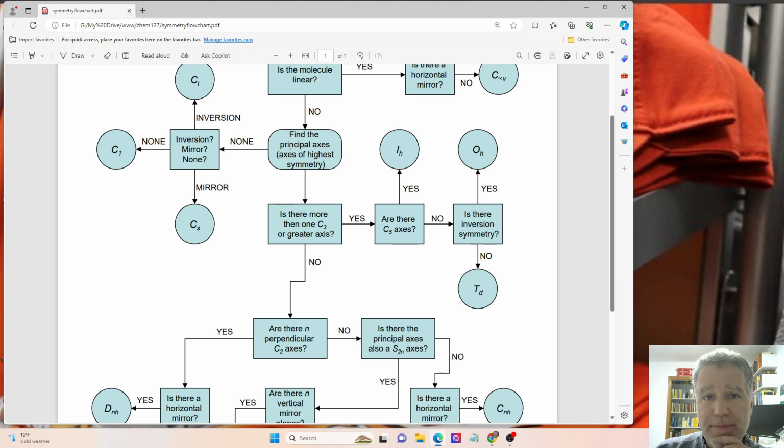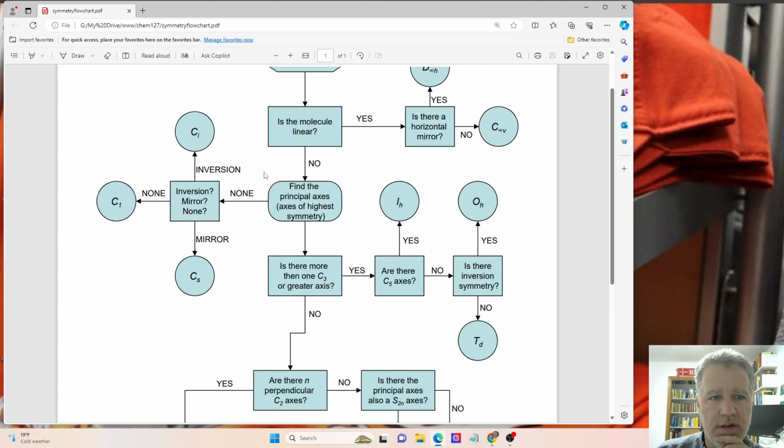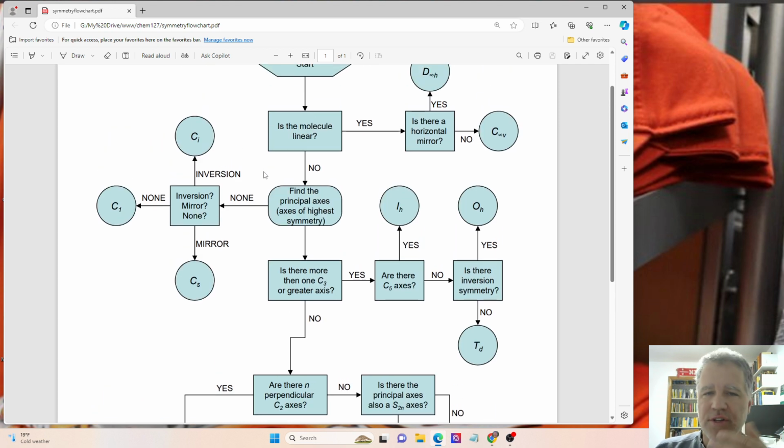Okay, now there might be cases where there is no highest symmetry. So C1 is the highest, and we'd say there's no rotational symmetry, or the rotational symmetry is a C1. That's kind of the same thing. So then we head over here to these really low symmetry groups, and then we just look for whether there's a mirror, or inversion, or nothing at all. And so there's three possible groups there, and by asking those questions, we can assign them to the correct one.